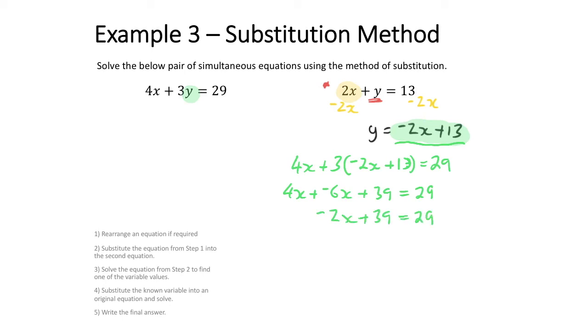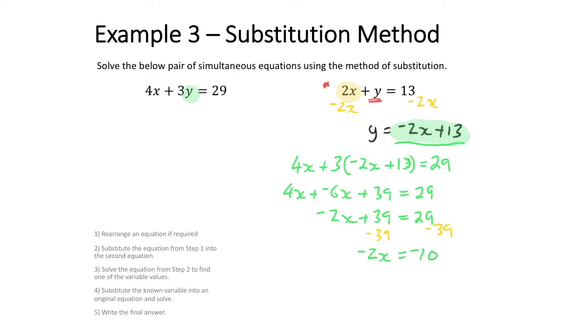So now I want to look at rearranging to be able to solve, and the first part of the equation I want to rearrange is my plus 39. The opposite of plus 39 is subtract 39. So I want to subtract 39 from both sides. So negative 2x is going to equal negative 10, because 29 minus 39 is negative 10.